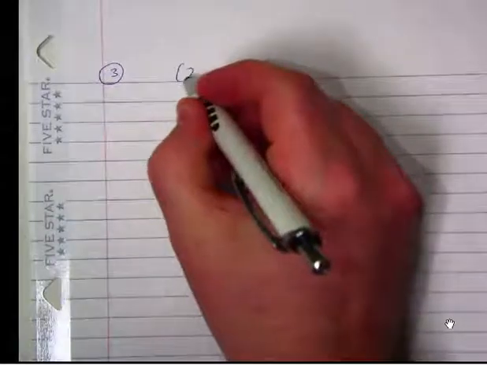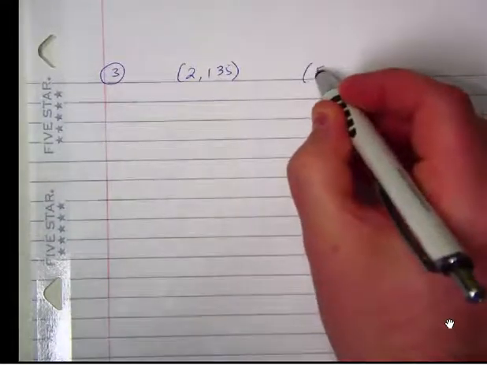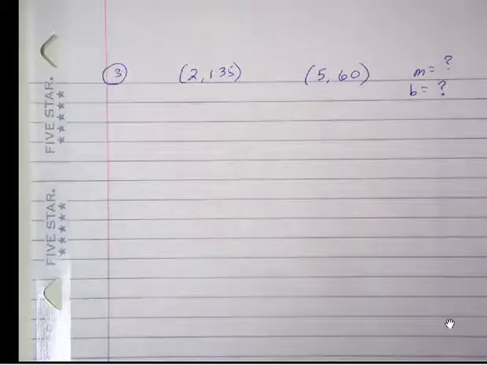So let's say that we were given the points (2, 135) and (5, 60). I want the equation of a line that connects those 2 points. Right now, I do not know the slope. I also do not know the y-intercept. So I'll start by making that note to myself. The slope and the y-intercept are both what I do not know.